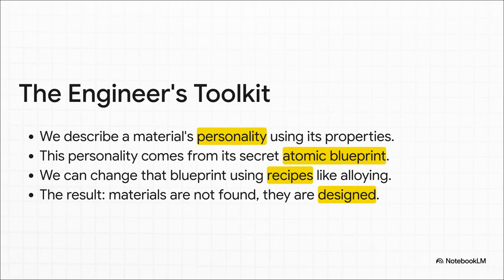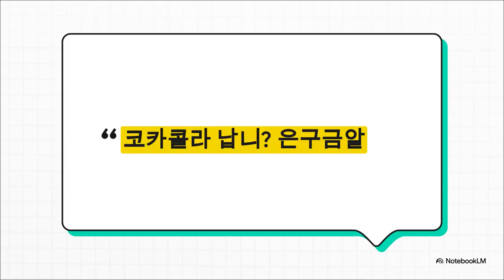Which leads to the single most important idea. The materials that built our world, they aren't just things we dig out of the ground. They are designed. And of course, to keep all this complex science straight, you need some clever tricks. For instance, engineering students in Korea sometimes use this little mnemonic to remember the common ductile, or FCC, metals. It's a fun little reminder that engineers all over the world are finding ways to master this stuff.